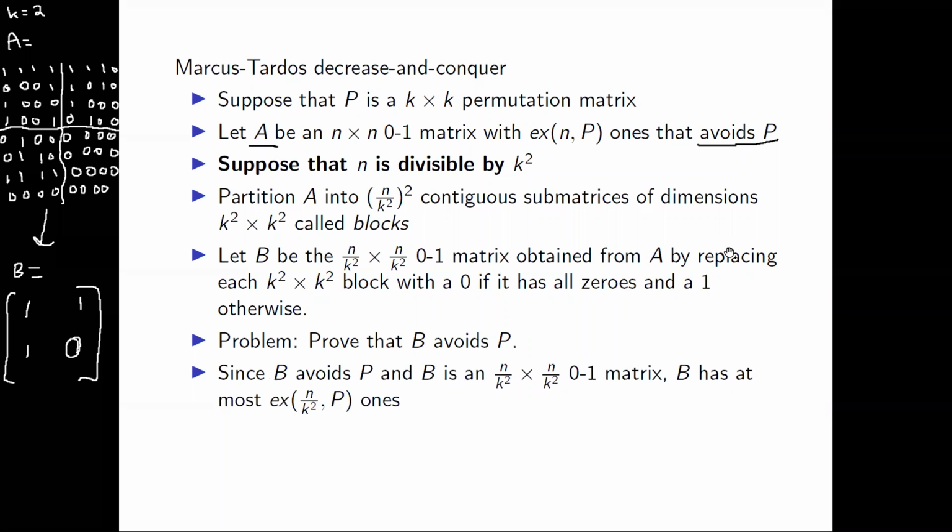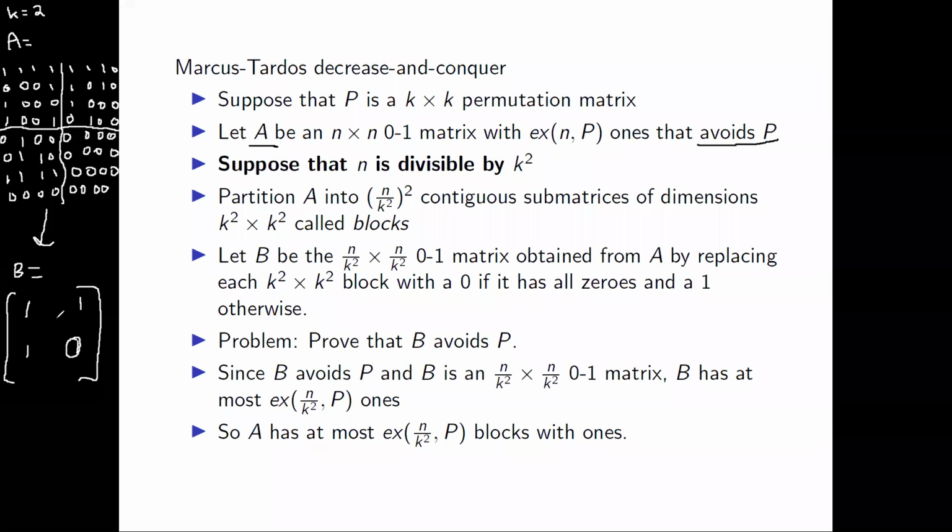And we can say that since B avoids P, and B is an n over k squared by n over k squared 0 1 matrix, by definition of the extremal function, we can say that B has at most ex of n over k squared comma P ones. And what does that mean about A? Well, we know that each entry of B corresponds to a block of A. So each 0 entry of B corresponds to a block of all zeros in A. Each 1 entry of B corresponds to a block of not all zeros in A.